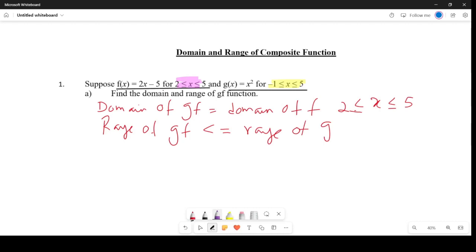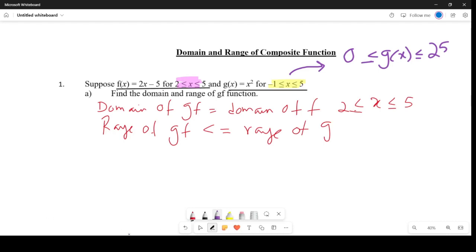So let's just write down the range of g. Range of g क्या होगा? What's going to be the smallest possible value of x square in the domain minus 1 to 5? 0. Yes. 0 square is 0. And what's going to be the biggest value of x square? 25. Yes. अब देखते हैं कि will it exactly be the same as the range of g या इसके अंदर अंदर कहीं lie करेगा. For example, अगर हमारा आंसर आ रहा है 1 to 15, तो वो भी ठीक है because 1 to 15 does lie between 0 to 25.